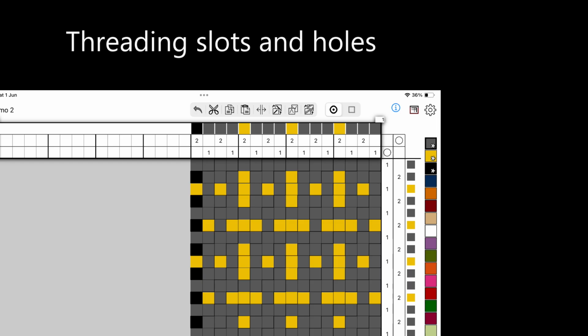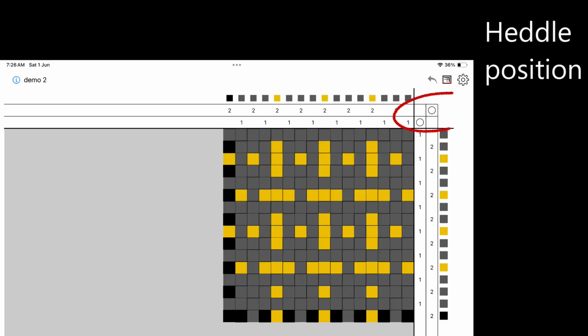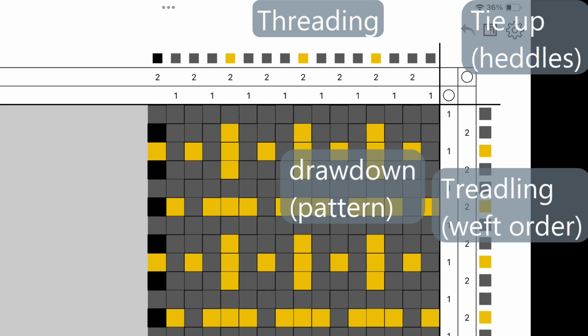When we read patterns, we read them from the center out. So for warping, we read right to left. For weft order, we read top down. And in the center here is our heddle position, where we place our weft, whether it's up or down. So at the top, this can sometimes be called the threading, the treadling, which is our weft order, and the tie up, which is our heddle position.